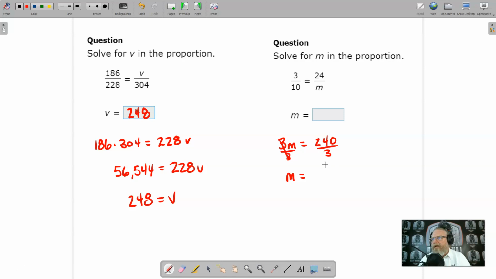They cancel. So 24 divided by 3 is, what is that, 8? So throw that 0 on there. So m is going to equal 80.